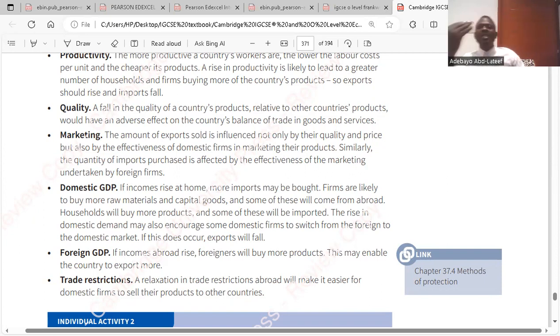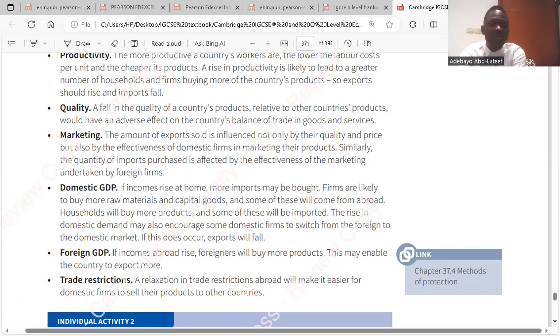So if domestic GDP increases, it means people get better. Demand in the country would rise. So firms might not think of exporting. High living standard, yeah. They might not think of exporting. That's the point. Foreign GDP.